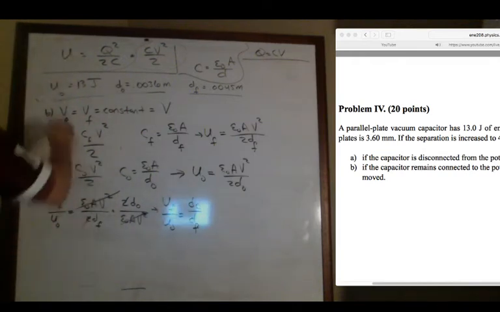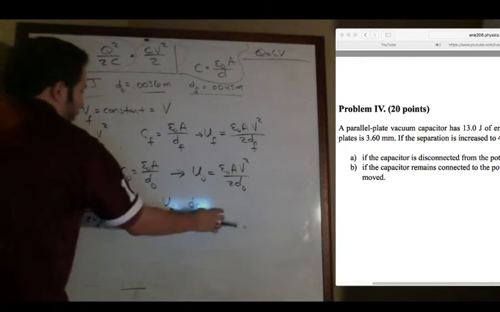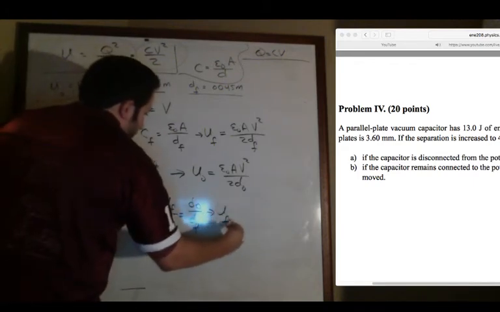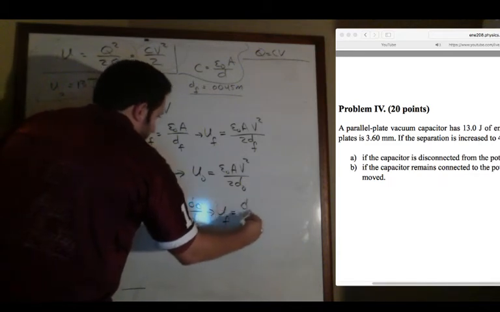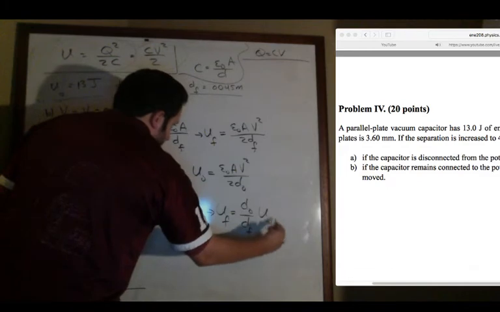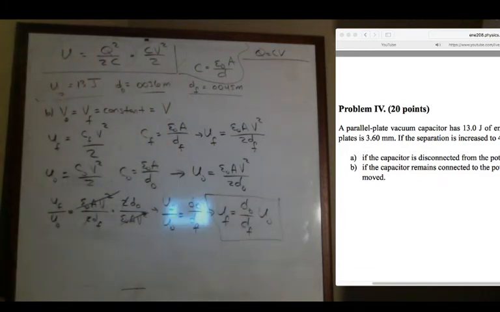And now we've got U naught, we've got D naught, we've got DF. All you got to do now is multiply it to the other side. And so your final answer for part B is that initial distance, or that final distance, times that initial energy. So we need to get a little creative. This one was pretty tricky. But that's how you would go about problem number 4.